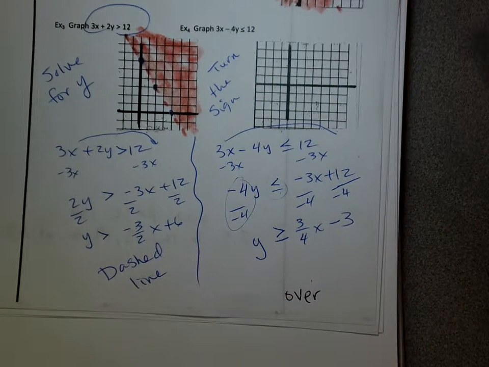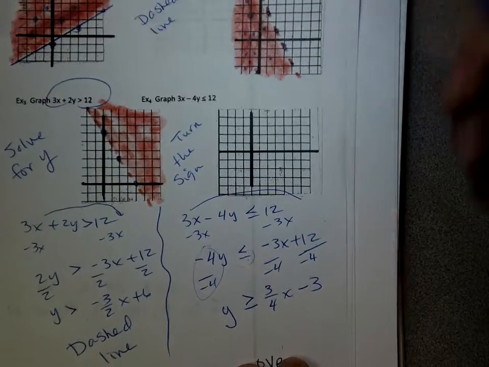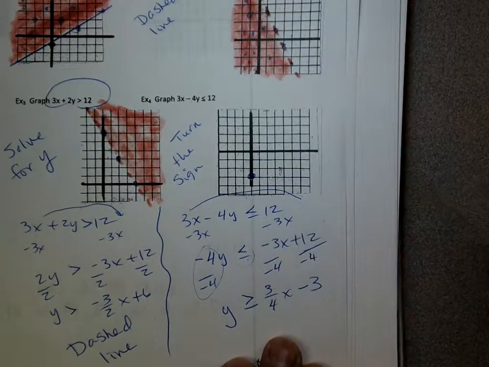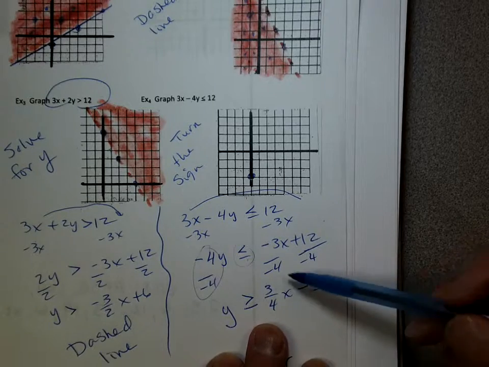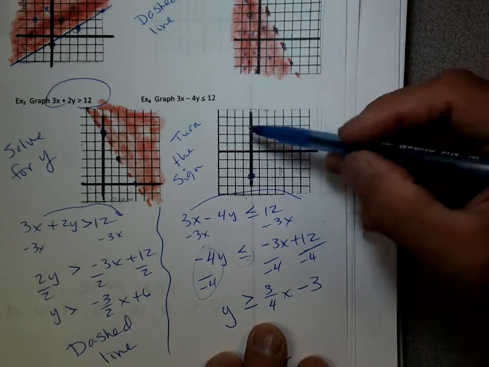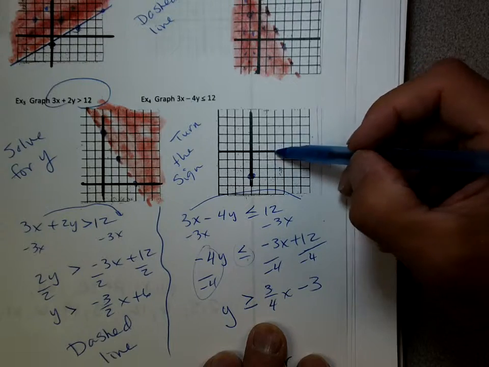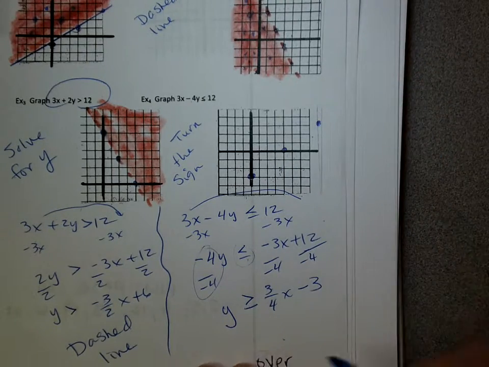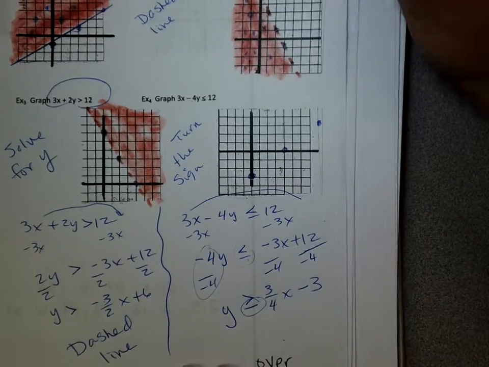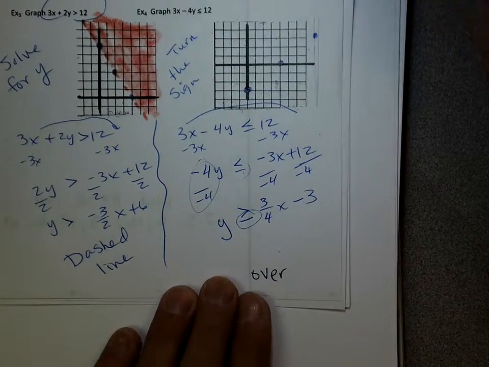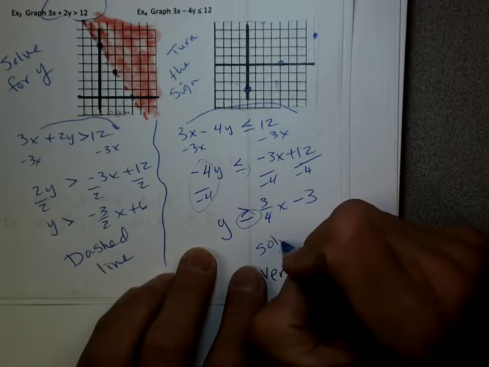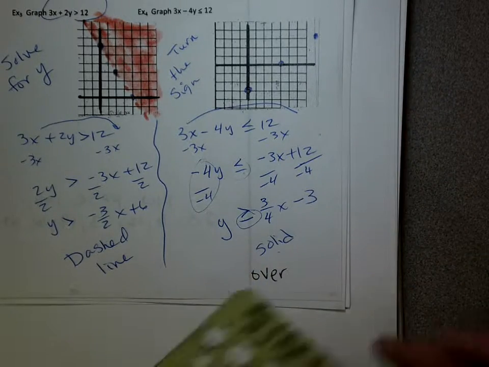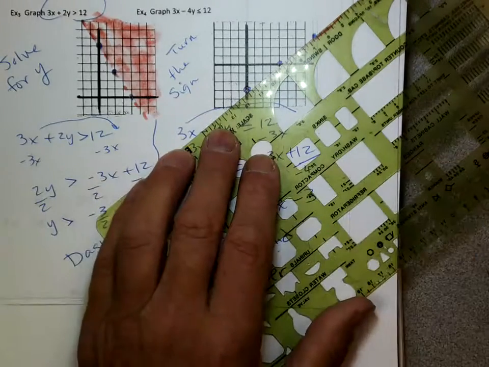Okay, so we can graph this. Start at negative 3, 1, 2, 3 on my y-axis. And then I'm going to apply my slope, up 3 over 4, up 3 over 1, 2, 3, 4, up 3 over 4. And I'm going to make it a solid line. It has to be solid because of the equal sign. So I'm going to take our ruler, make it a solid line.